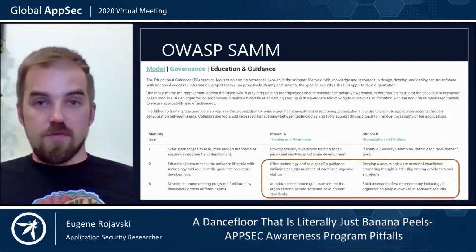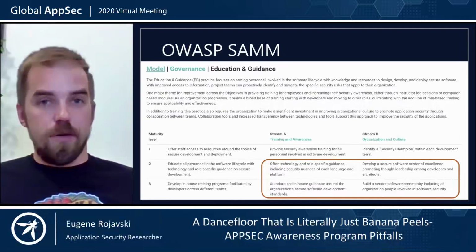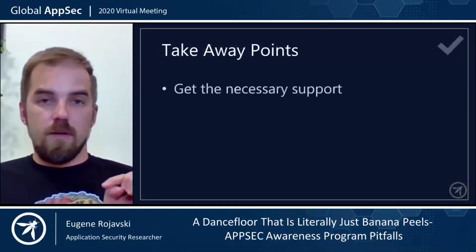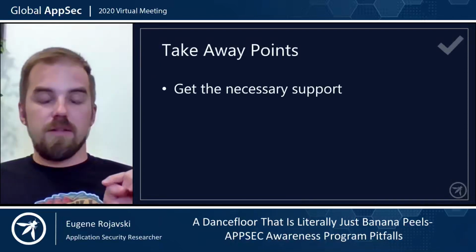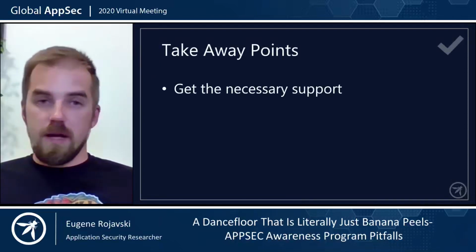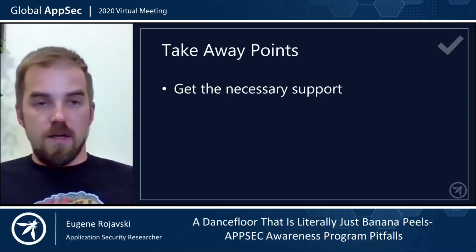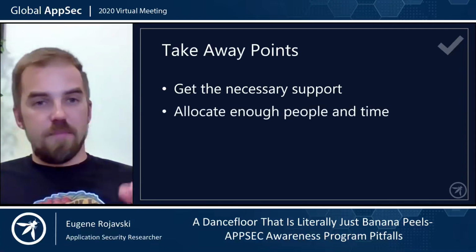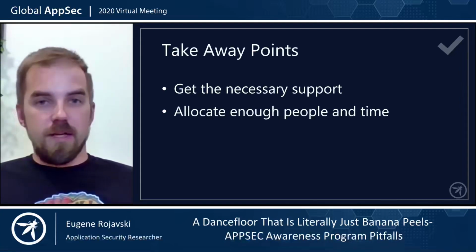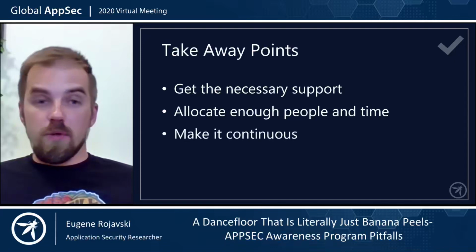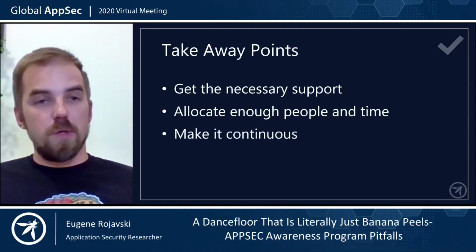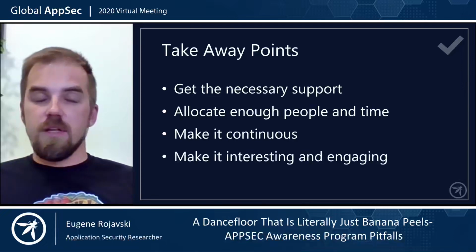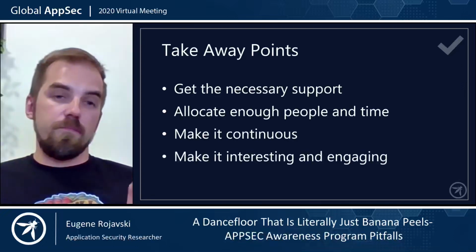So that's it, and let's wrap up with pointing the things that you can take away from this talk. First, you need to get the necessary support from management and development. Getting the support that you need, you can allocate enough people and time and priorities into the task so you can make it continuous. You can devote it enough time to engage and interest developers into the AppSec activities.